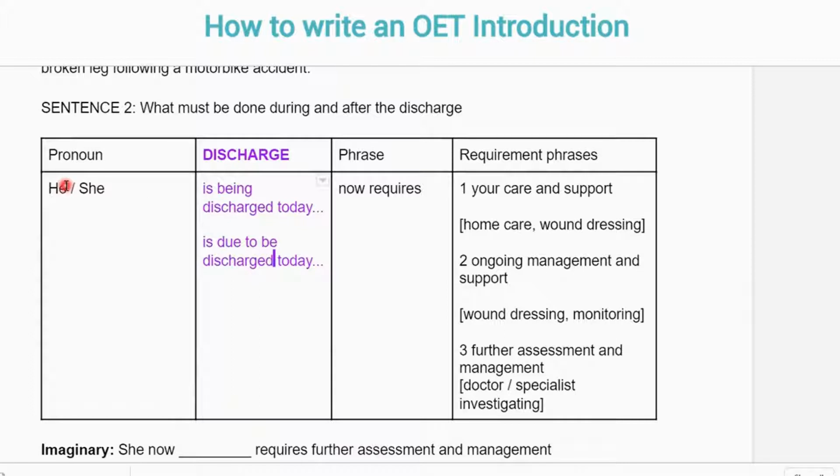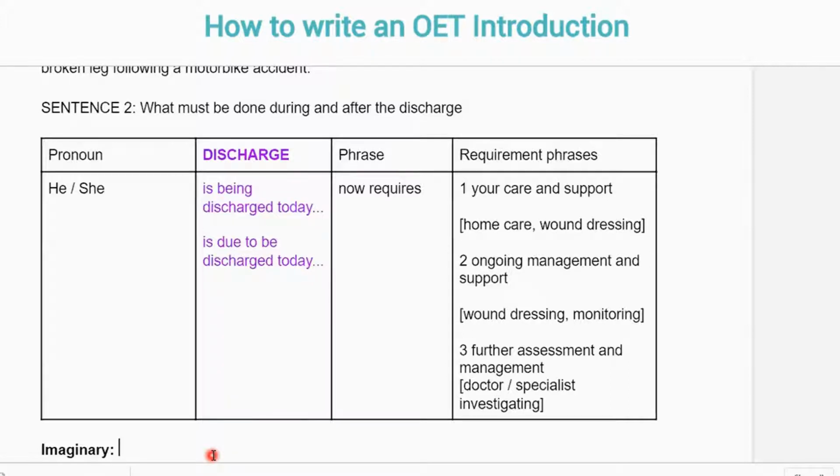Can you give me a sentence? Yes, sir. He's being discharged today and now requires your further care and support. Fantastic. And Raji, can you do one as well? Yes, sir. She is ready to get discharged today and needs your further care and support. Good, nice freestyle there. She's ready to get discharged. Okay, not too bad. Zainab?